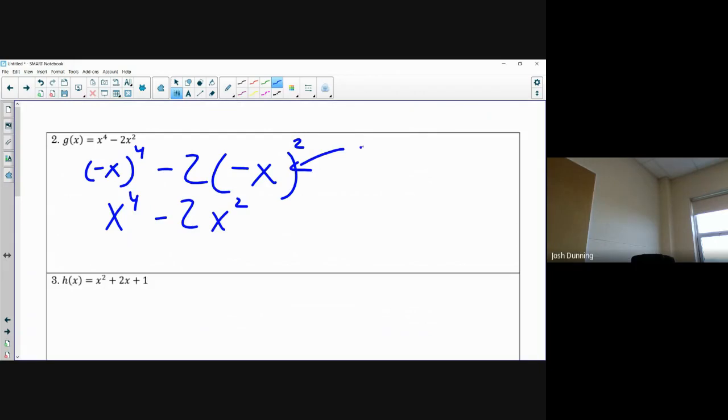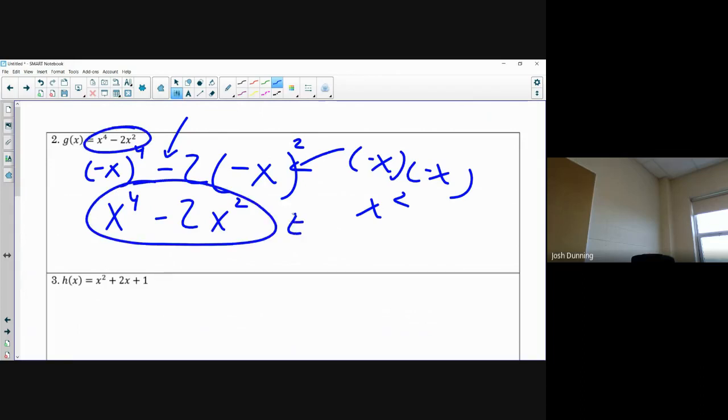Again, remember this right here is x squared. Negative times a negative, positive. So there's no leftover double negative to switch that back. The whole thing is exactly the same. Even.